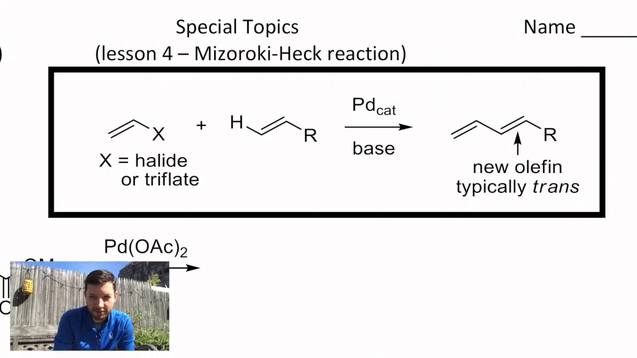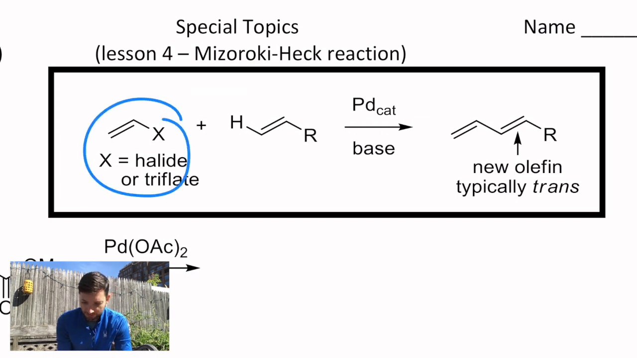Hey there, chemists. In this lesson, we are going to look at the Heck reaction, named after Richard Heck. It's also called the Mizoroki-Heck reaction. It's a new way for us to make an alkene, or an olefin, and it comes from a palladium-catalyzed reaction that actually involves an alkene as the main reactant, and then some type of halide or triflate.